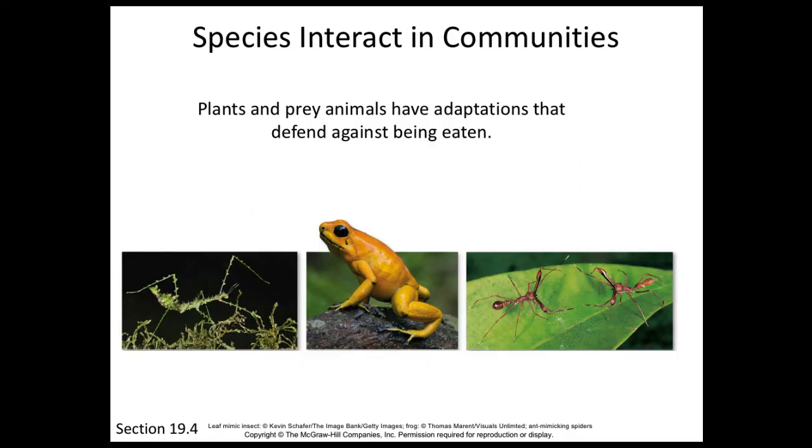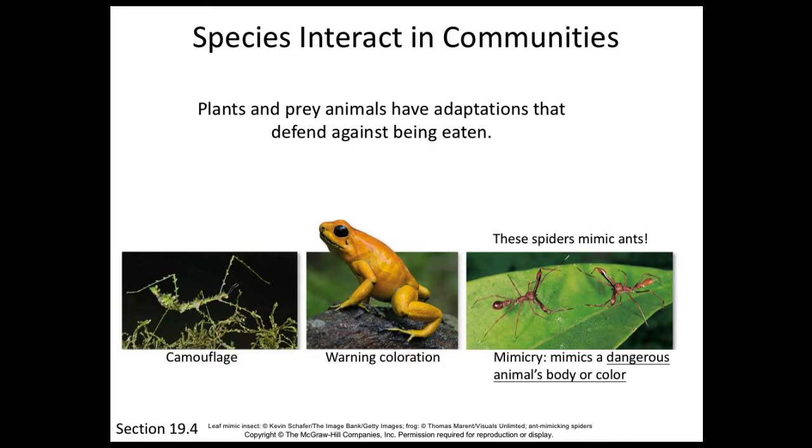Plants and prey animals have adaptations that defend against being eaten. The first example is camouflage. In camouflage, the organism resembles the environment in which it lives. For example, this living stick organism is a type of insect, and it looks just like the plants that it lives on. Our next example is warning coloration, in which a highly poisonous animal advertises that it's poisonous so that no one tries to eat it. And an example of this is a poison dart frog.